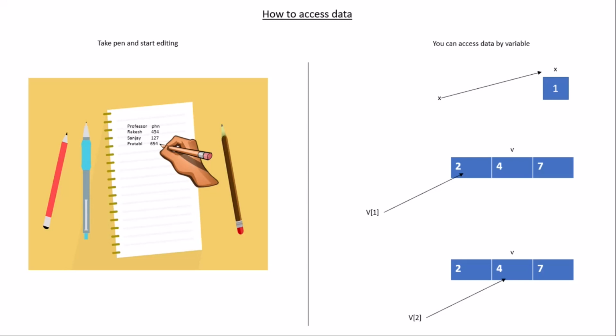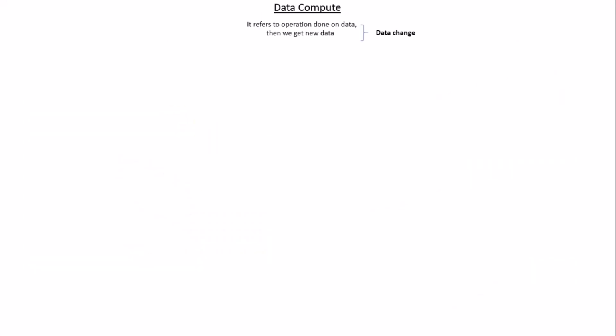Now let's go forward. Now we see what is the meaning of data compute. Data compute, or data calculation or data computation, whatever you like, you can say that. But it refers to the operation done on data, then we get new data. This whole process you can also call a data change. For example, this is the data 1, and if you want to get a 2, then you have to do the plus 1 computation work. So plus 1 is a computational thing in this scenario.